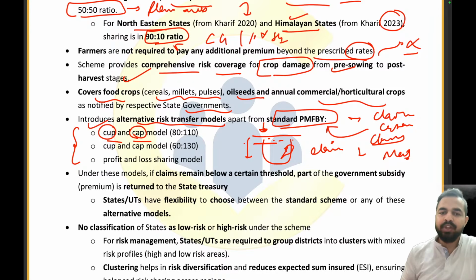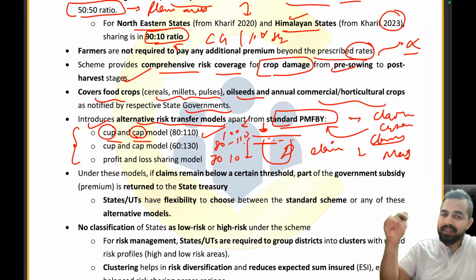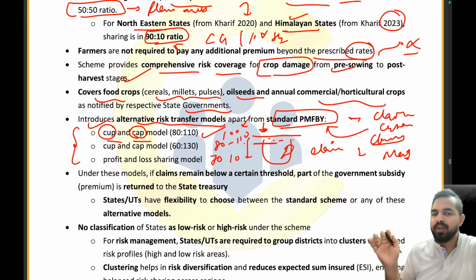So that is in the ratio of 80:110. Let's take an example that 100 crore was the claim, right? So it says that you can get the claim between only 80 to 110 crores. The claim was 100 crore, that's fine. But if the claim was 70 crore, then that means that it is 10 crore less than the minimum amount of 80 crores. So basically it will be taken care of by the government, right?